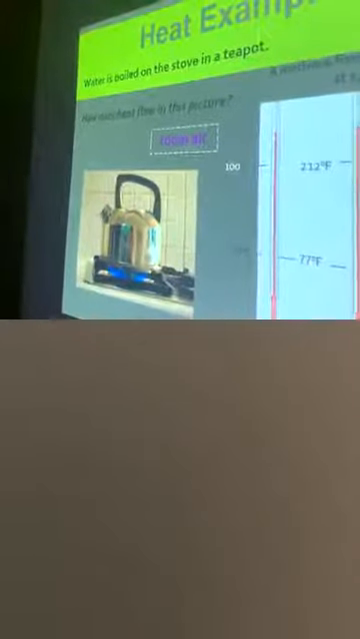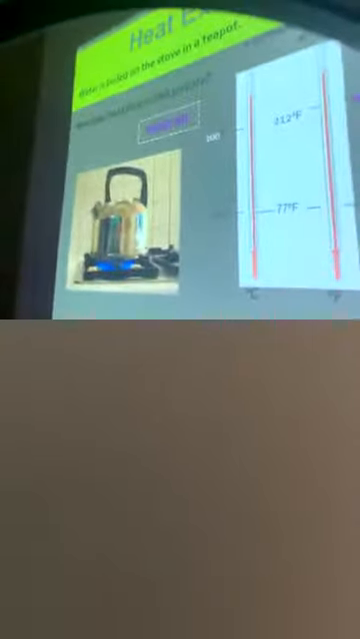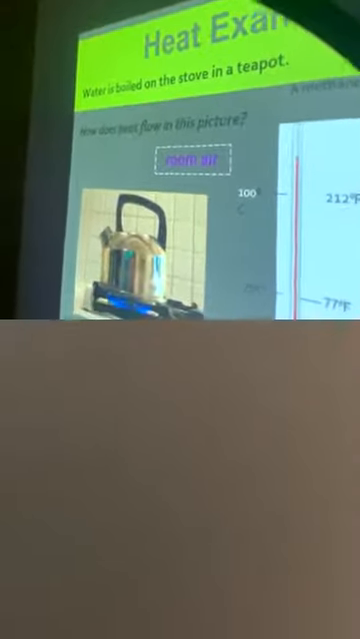The water is boiling on the stove in a teapot. How does the heat flow in this particular picture? Can y'all see the picture or no? So how does it flow in this picture? We have the kettle here, flame, room air.